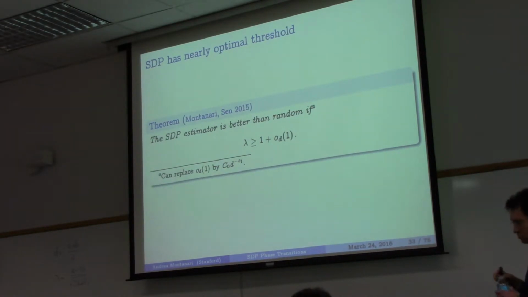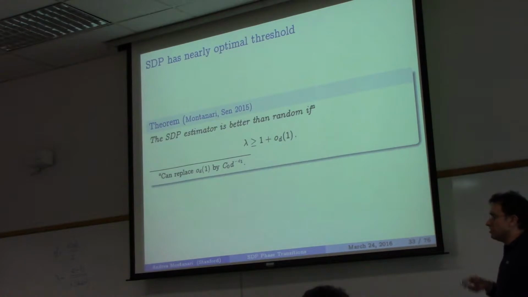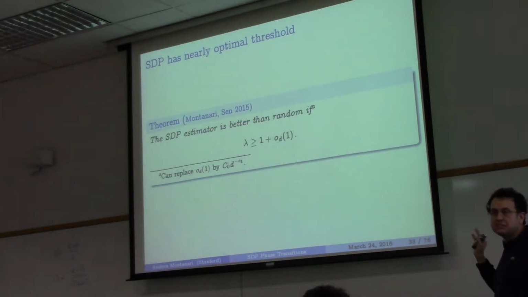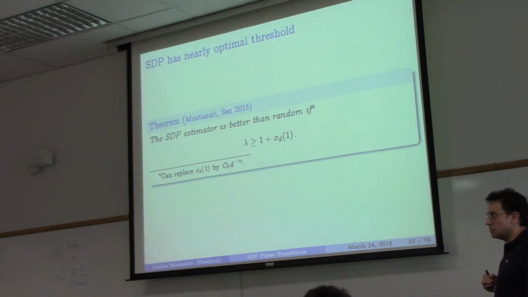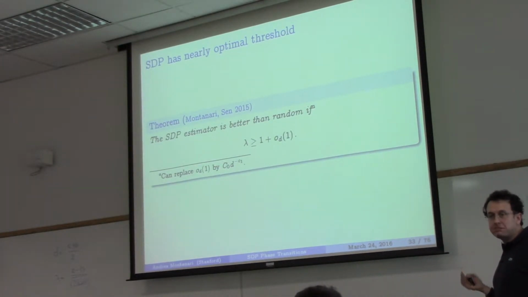How it goes to 0 with degree, you can go through our proof and get some polynomial decay. As we'll see in a moment, reality is much better than this, so we don't bother too much going through bounding these constants. So this doesn't tell you that SDP is optimal for any bounded degree, but it is optimal, or nearly optimal, when the degree is large. Any question about this?